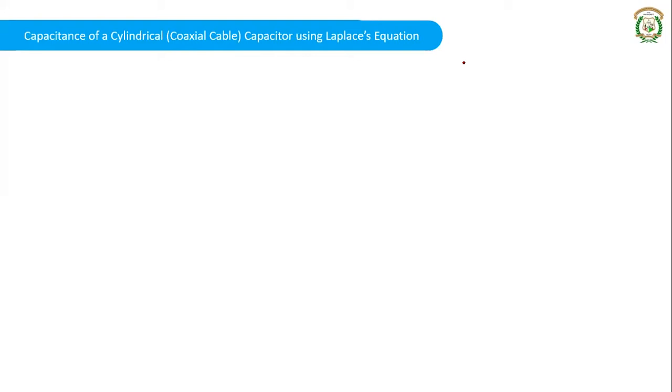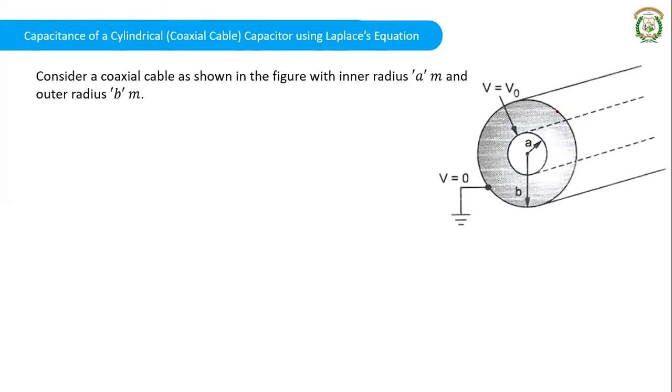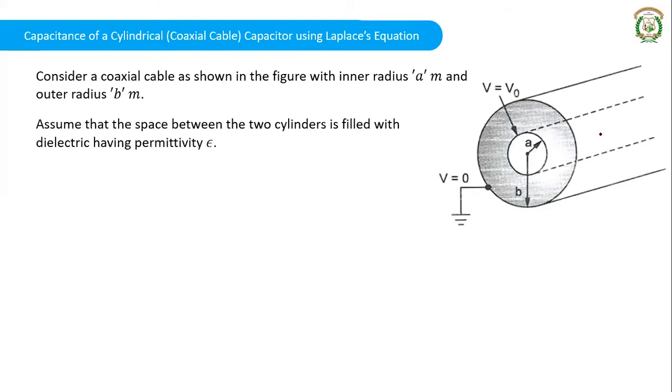We are going to derive the expression for capacitance of this kind of capacitor, that is a coaxial cable capacitor. So consider a coaxial cable, as shown in this figure. Coaxial cable means there are two cylinders which have a common center, or common axis. The inner cylinder has a radius A and the outer cylinder has the radius B. This is the kind of coaxial cable that we are looking at.